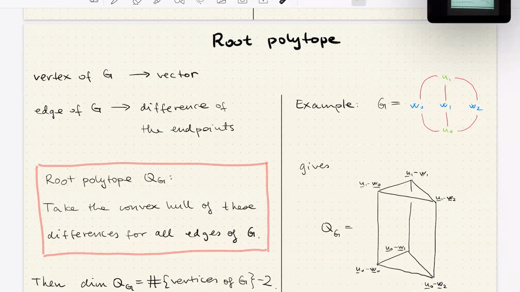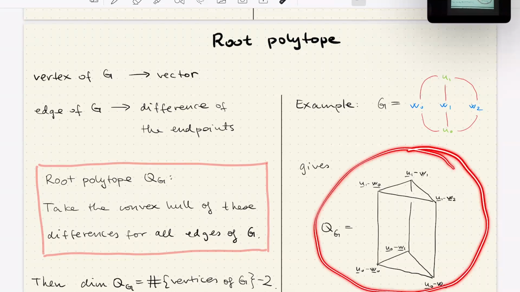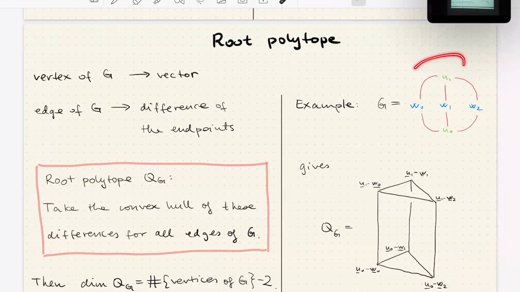So let me first say what the root polytope actually is. You take your graph, you take these vectors, you take these differences, and then you take a convex hull. That's the smallest convex set containing all these vectors, some sort of a span, very natural concept. And you do this for all edges of G. So here is what it looks like in my very example, right? We worked on this graph on the previous slide. This is our graph. It's got 5 vertices.